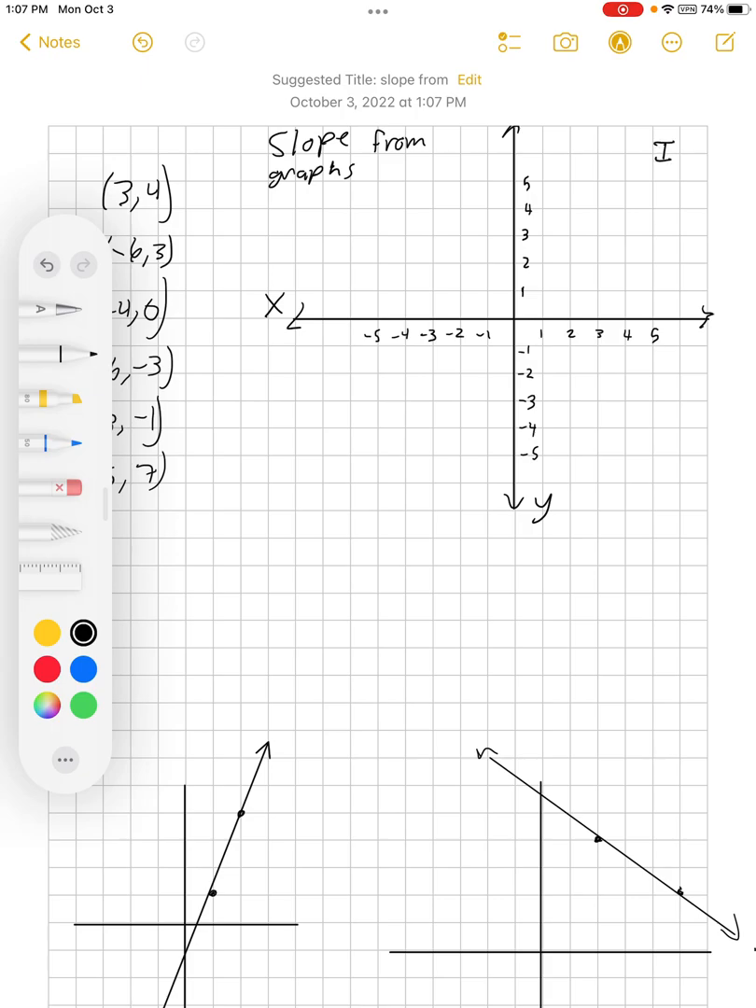It has four quadrants, quadrant 1 being the top right corner, quadrant 2 being the top left corner, quadrant 3 being bottom left, and quadrant 4 being bottom right. We rotate in a counterclockwise direction. And we always start at the origin, which is where the two lines cross, which will always be 0, 0.